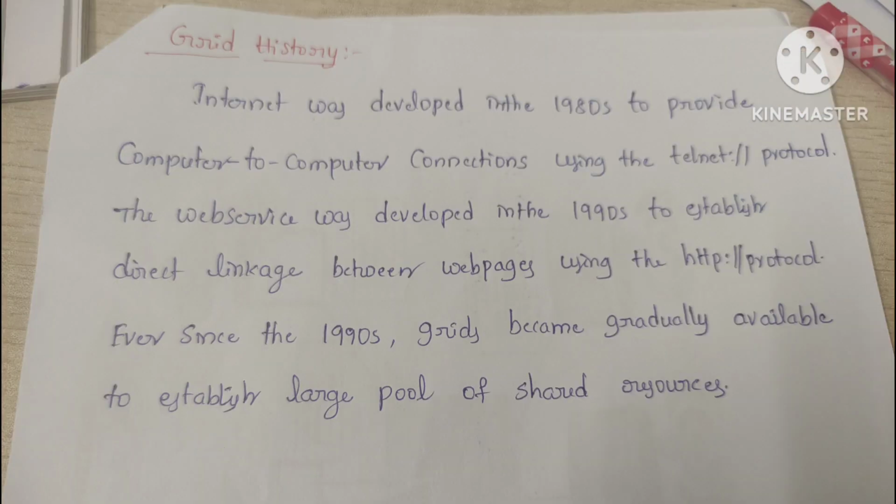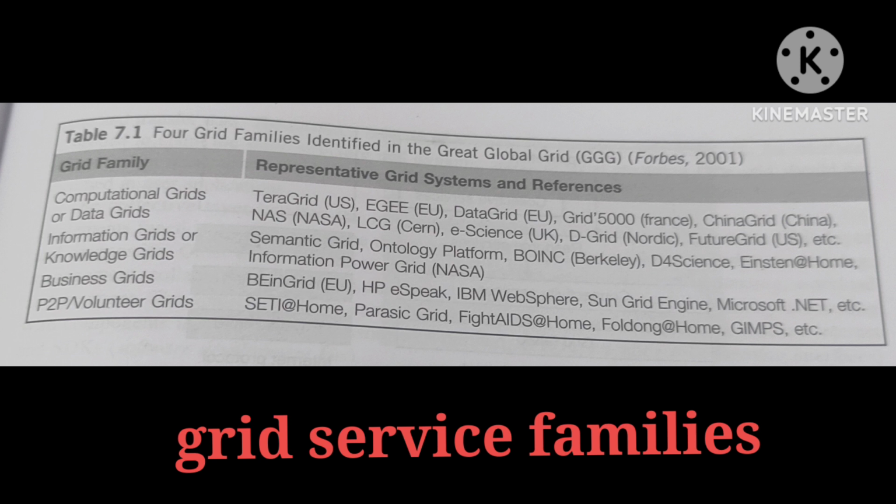Let us see the grid history once. Initially the internet was developed in the 1980s to provide communication between one computer and another computer using the telnet protocol. Later the web service was developed in the 1990s to establish a direct linkage between web pages using the HTTP protocol. Due to the existence of the internet, there is communication between the computers, right? So that's why, ever since the 1990s, grids gradually became available to establish a large pool of shared resources. So in this topic we have seen grid history.